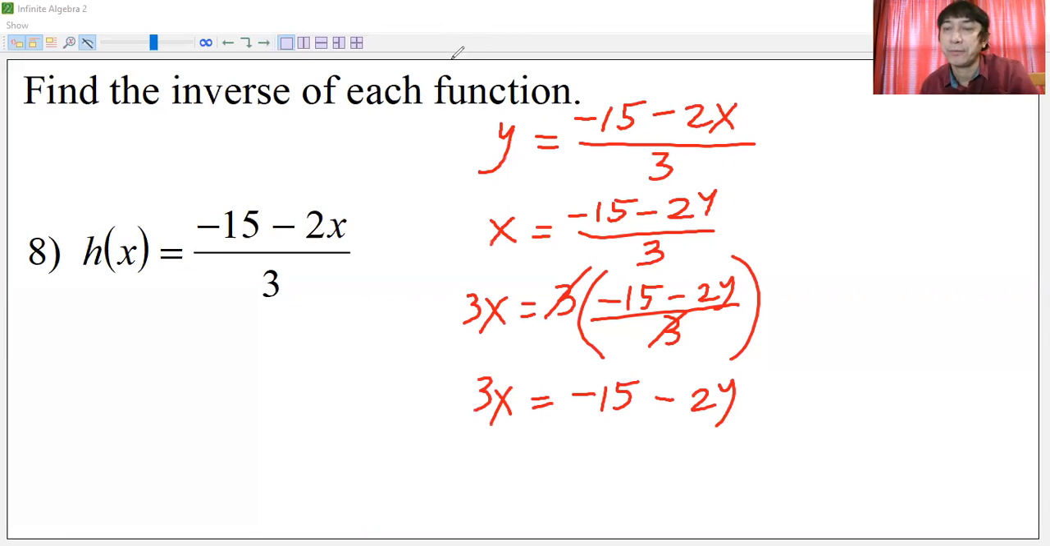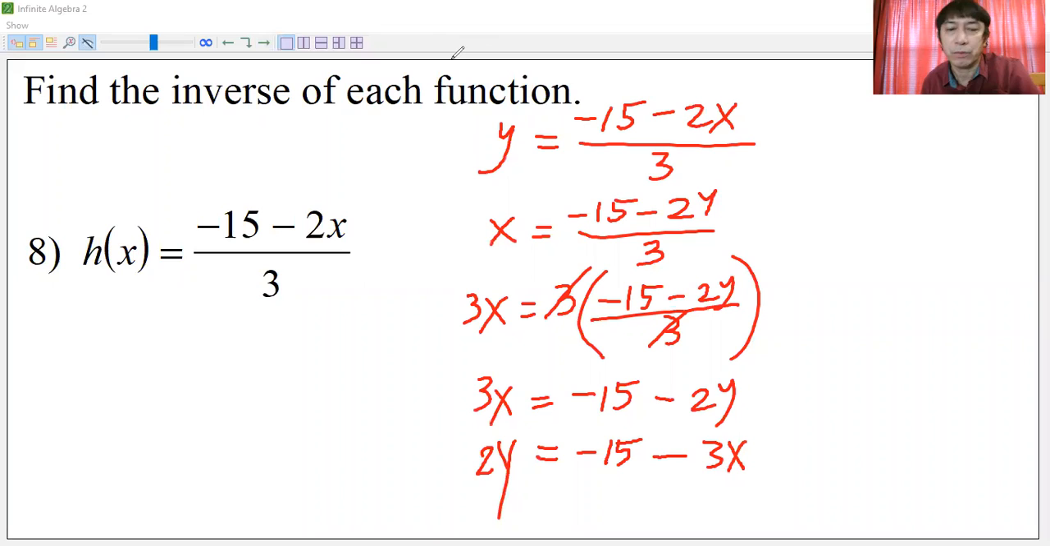We're almost done. We'll just transpose. 2y goes to the other side, and 3x goes with the 15. But don't forget to change the signs. If we move the negative 2y to the other side of the equation, it becomes positive. Now, let that negative 15 stay there, and here comes the 3x from the left. It will become a minus.